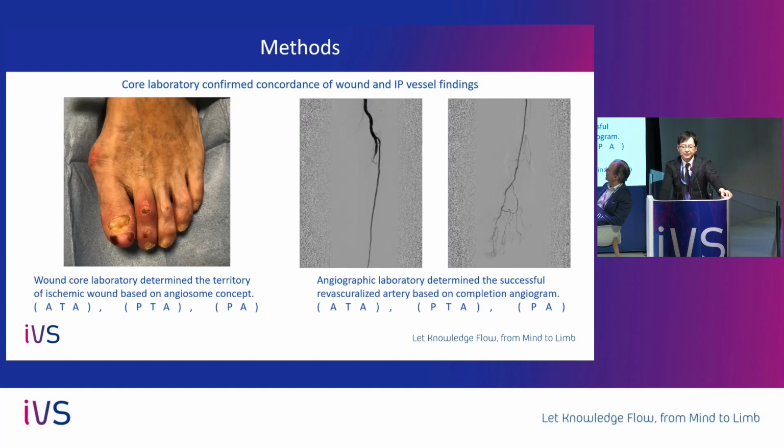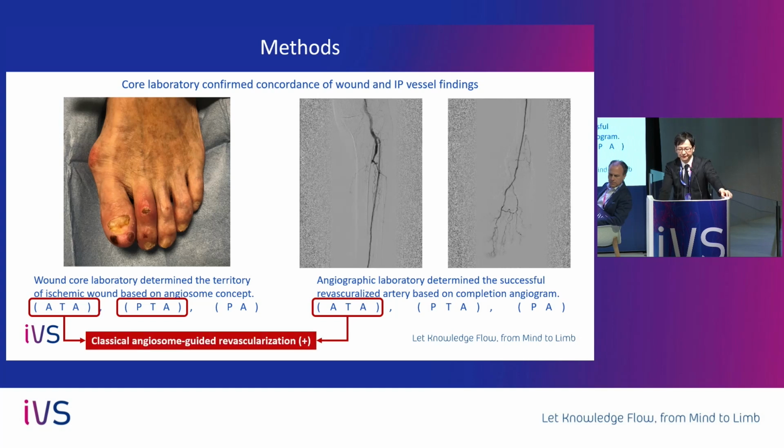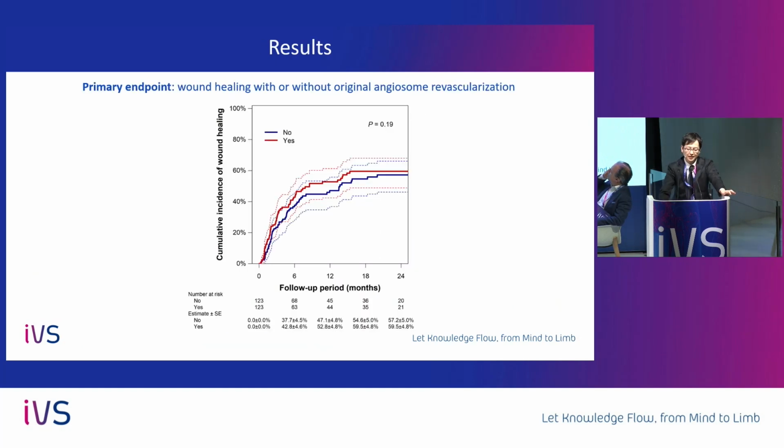So whether the territory of the ischemic wound based on the angiosome concept matched a successfully revascularized artery based on the completion angiography was evaluated collaboratively. If these were matched, this was defined as a successful angiosome-guided revascularization. This slide shows the main finding of the WARRIOR study. Two-year wound healing rate was not significantly associated with angiosome-guided versus non-angiosome-guided revascularization in CLTI and tissue loss.